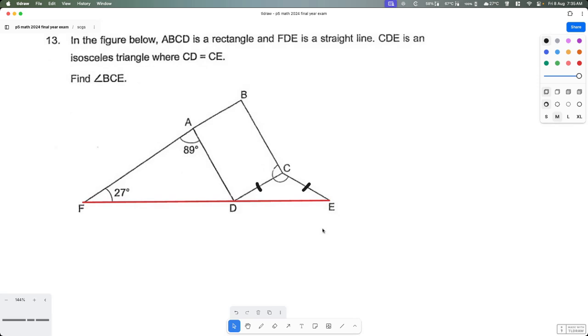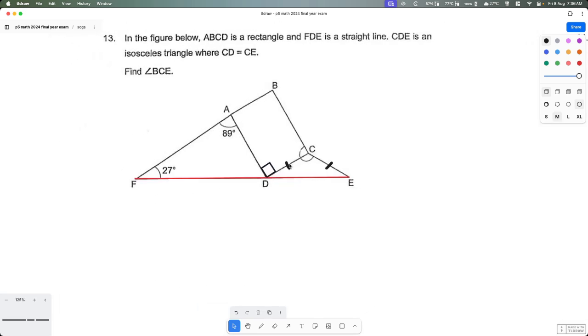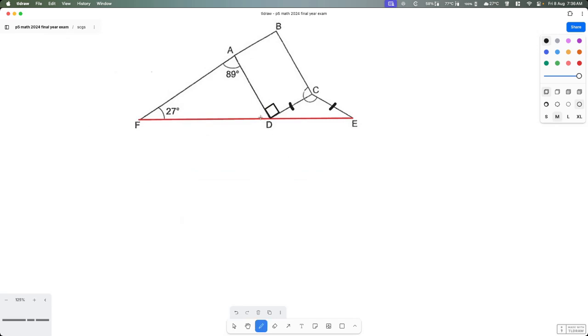In this case, we know that this is a right angle right over here. So I'm going to highlight this as a right angle. I'm going to rotate this like this. From here, you roughly know how you can solve this. So first let's get ADF. Angle ADF is equal to 180 minus 89 minus 27.